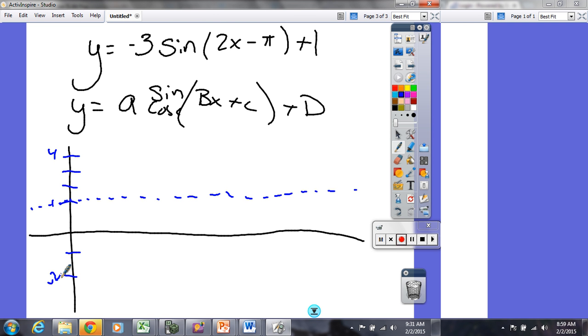Now, the midline is D. So I just shifted it up 1. Does that make sense, Austin? Okay, if you recall when we did transformations at the beginning of the year, remember doing transformations? We have this 2. Remember, we got to pull him out, don't we? So this is parenthesis 2 parenthesis x minus pi halves. You guys remember doing that?